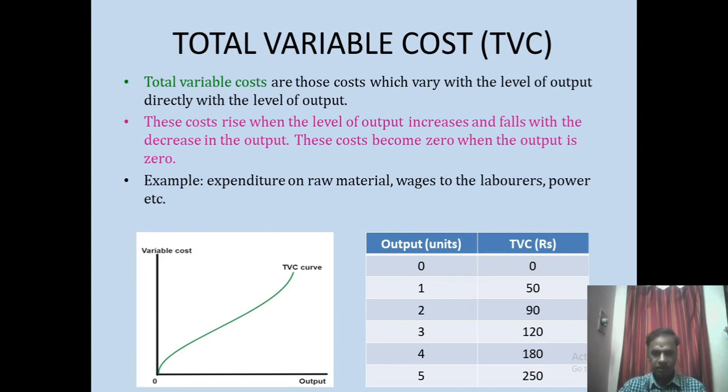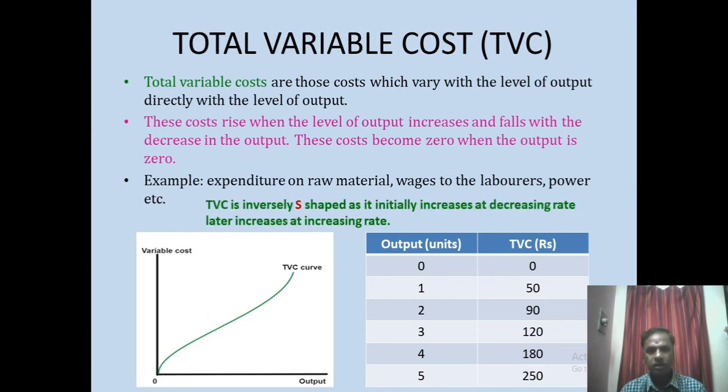Firstly, this curve will be concave, then afterwards it will be convex. So the TVC curve is S-shaped. We will discuss later the reason for the S-shaped TVC curve. TVC is inversely S-shaped, as it initially increases at a decreasing rate, later increases at an increasing rate.